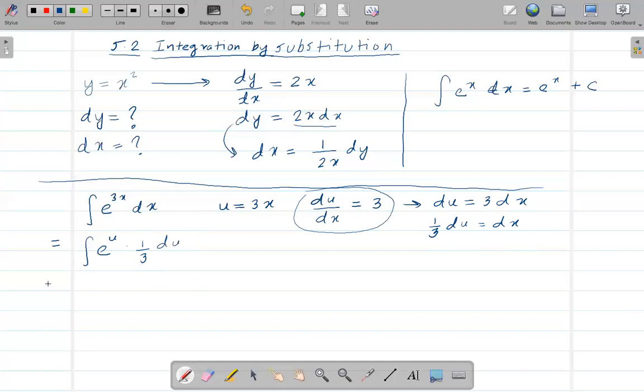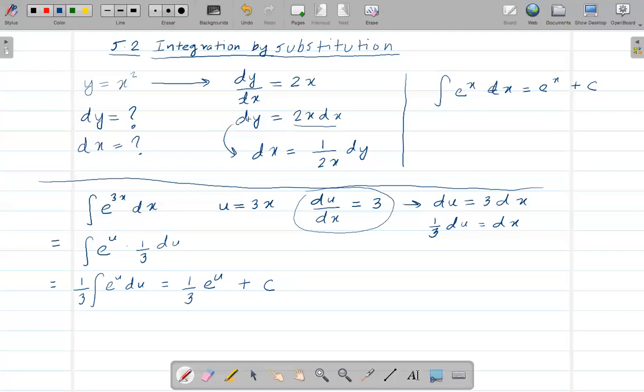So now this 1 over 3 is just a number, so I can just take that out. And we just have the integration of e to the power u du. If you take the integration of this, we will get 1 over 3 times e to the power u plus c.